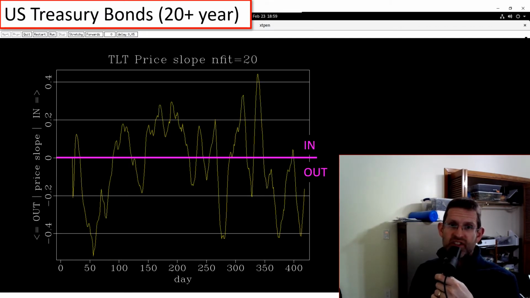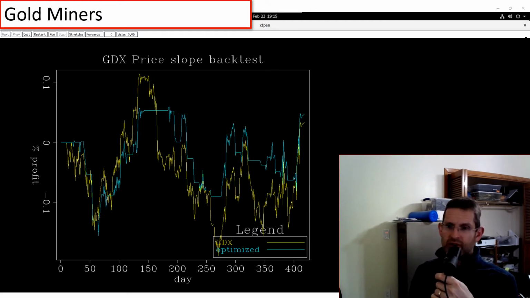Here's a plot of the TLT price slope, again over 14 months. The window length was 20 days for the prediction. When the price slope is greater than 0, which is the pink line, that means we're in the market. When the price slope is less than 0, we're out of the market. As you can see here, I'm not currently in TLT, though the curve is trending up, so I may be if there's a few more good days for TLT. I'm going to go through the other securities. I'm not going to explain the graphs again.